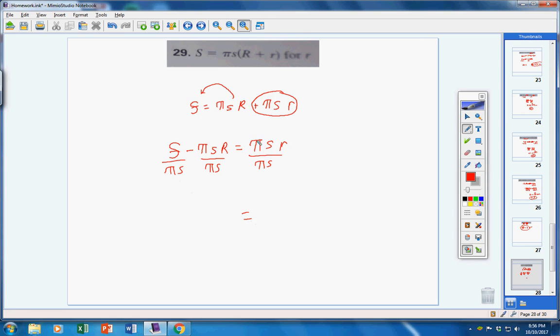Now be careful. Here they cancel, leaving you with r. Here they cancel, leaving you with negative r. But here, these s's do not cancel. They're different variables. That's a capital S and a smaller s, so they're not the same. So you cannot cancel them. So it stays s over pi s. And you know you're finished because you're solving for r, and r is all by itself.